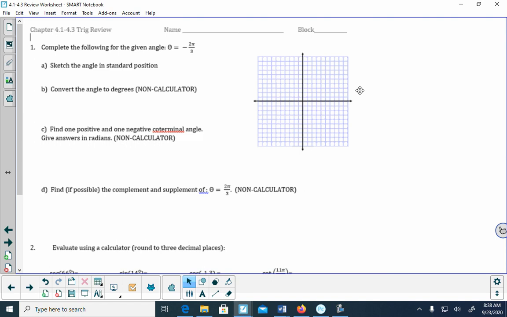So let's begin. We're going all the way back to 4.1, which is when we first met, and we're trying to sketch the angle in standard position. Our angle that they give us is a negative 2π over 3. So I can either count or I can find the coterminal angle because we know what a coterminal angle is now. But I'm just going to count.